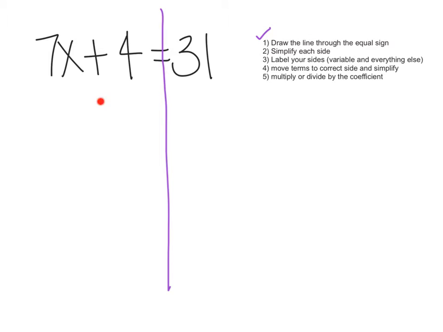If I just look at the left side, my 7x plus 4, I can't combine 7x and 4 because 7 has an x and 4 doesn't. So in this particular problem, step 2 does not apply. I don't have to simplify anything.